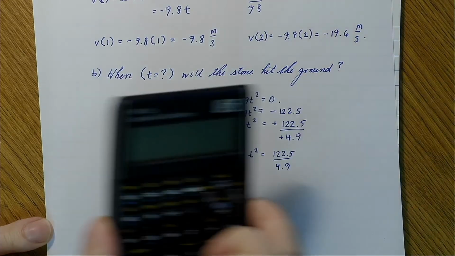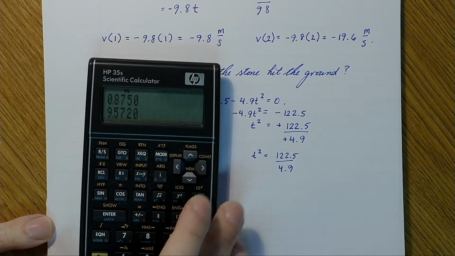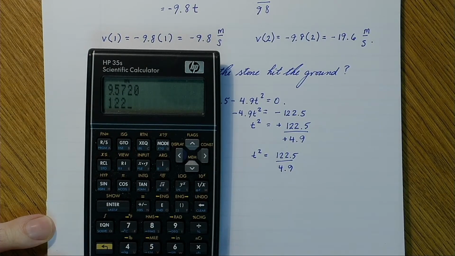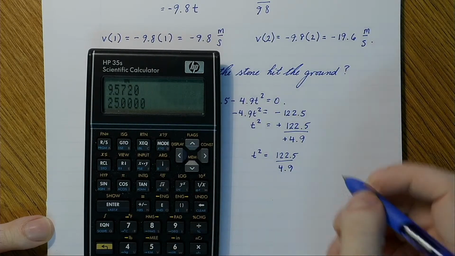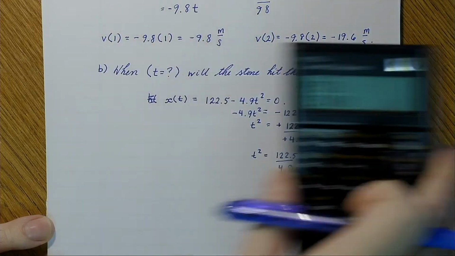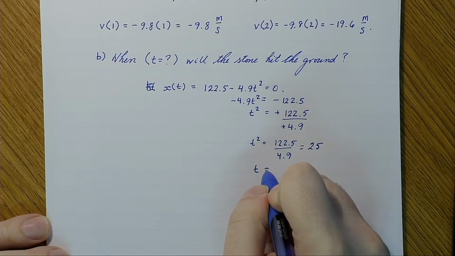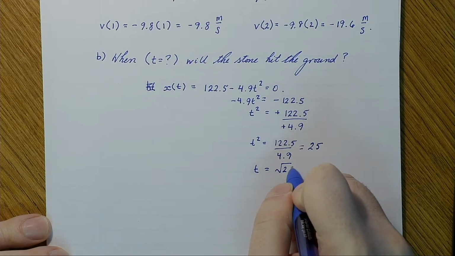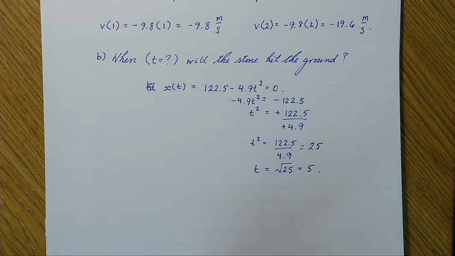Now, I'll pull this out because that might not look so great. It's 122.5, enter it, 4.9, and I want to divide that into it. I get that is equal to 25. So t squared is equal to 25. So t is equal to the square root of 25, which we can do without the calculator, and that is 5.